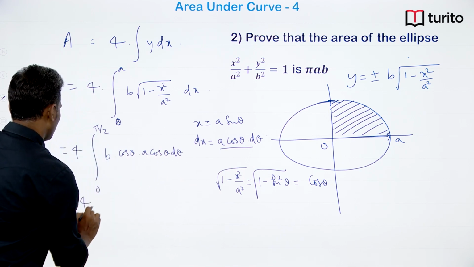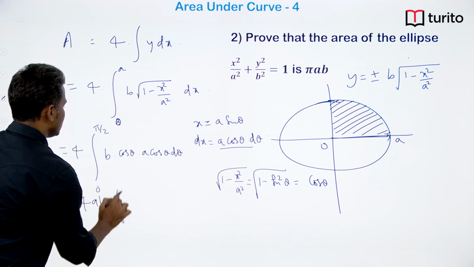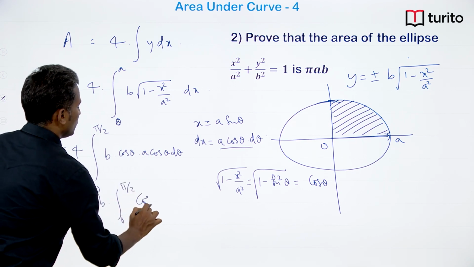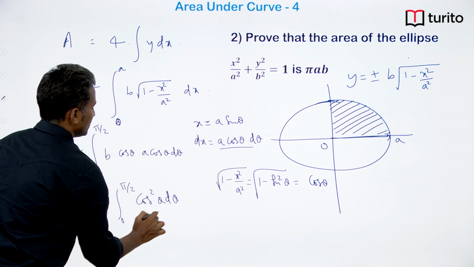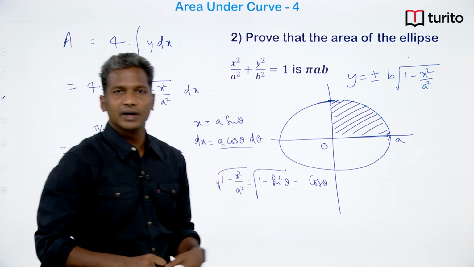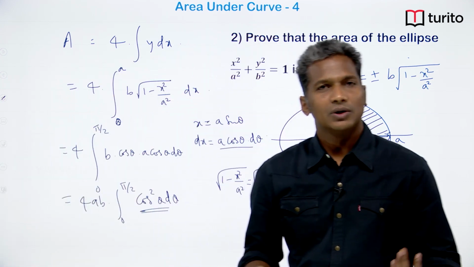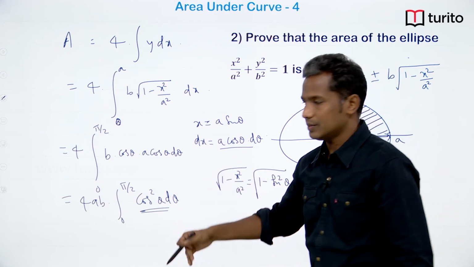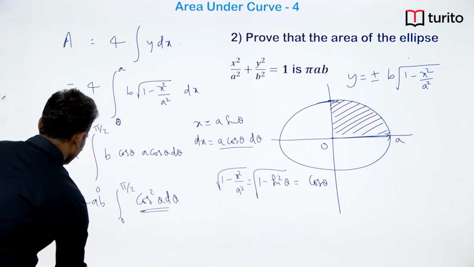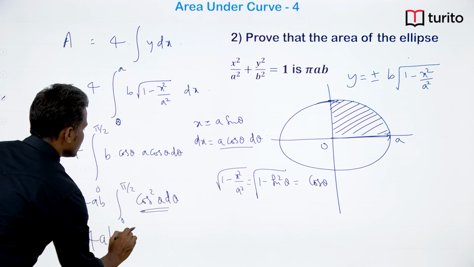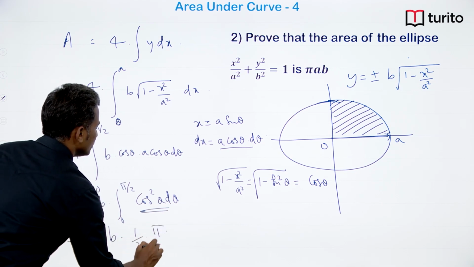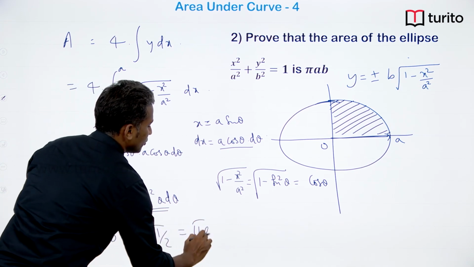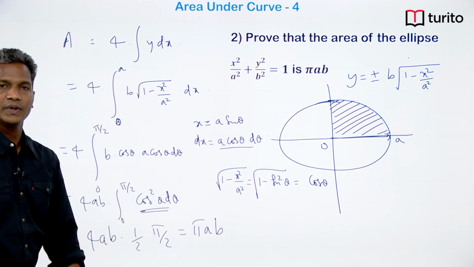Now this is coming out to be 4ab into integral from 0 to pi by 2 of cos square theta d theta. To integrate this, we can write cos square as (1 plus cos 2 theta) by 2, or we can also use the reduction formulas. By using reduction formulas, we can get this as 1 by 2 into pi by 2, hence we got the area as pi ab.